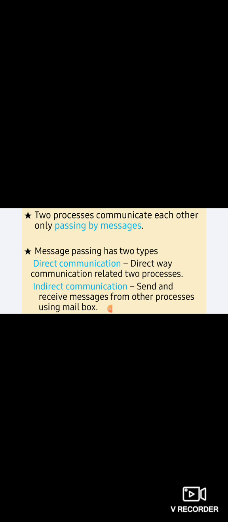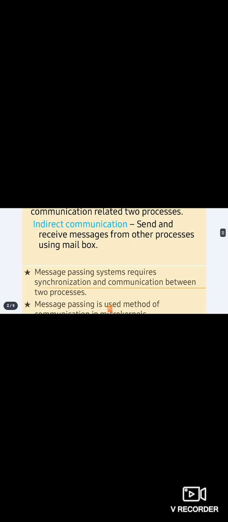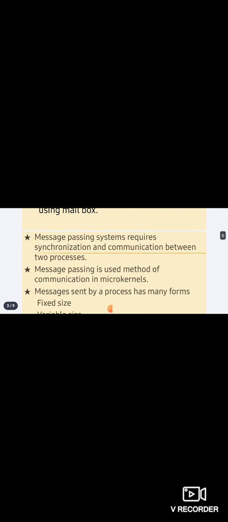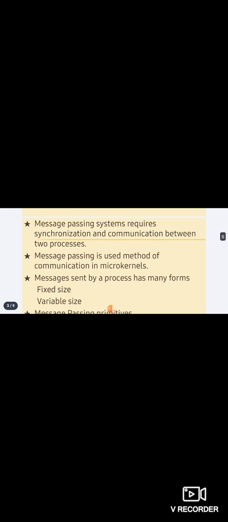Another one is indirect communication. Indirect communication means, for example, with a message box, we send a message to some person, so that another person receives that message. That is indirect communication. Next, message passing systems require synchronization and communication between two processes. Message passing is a commonly used method of communication in microkernels.